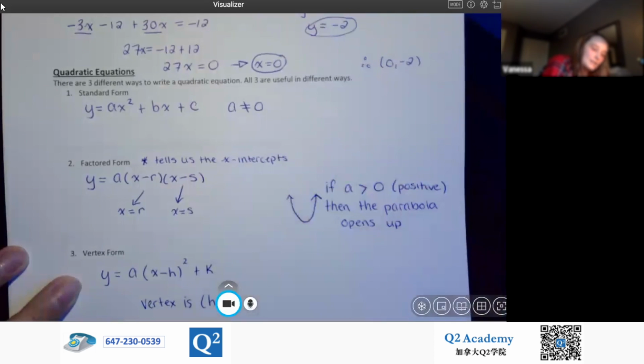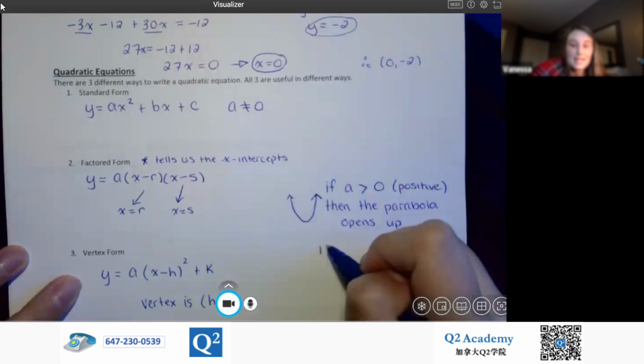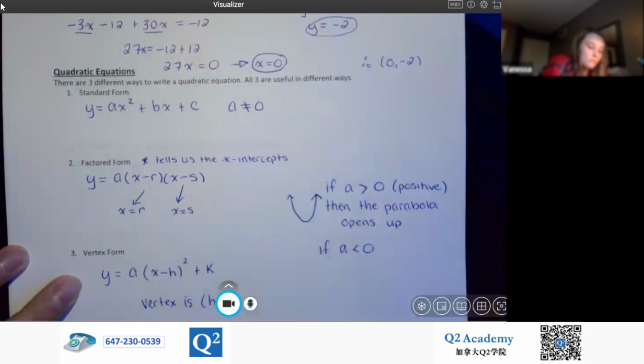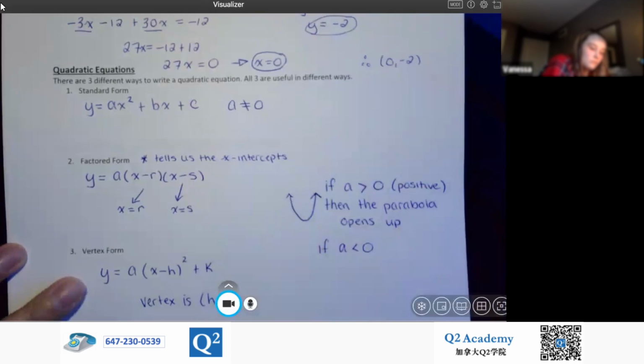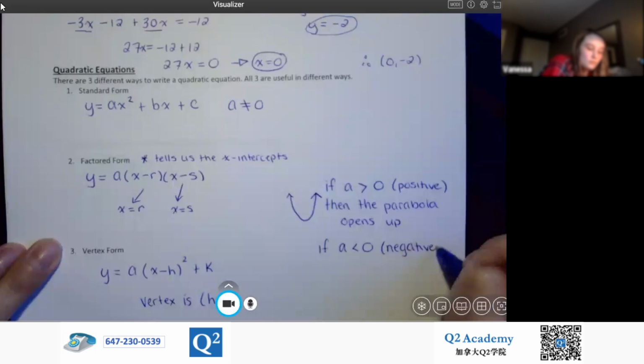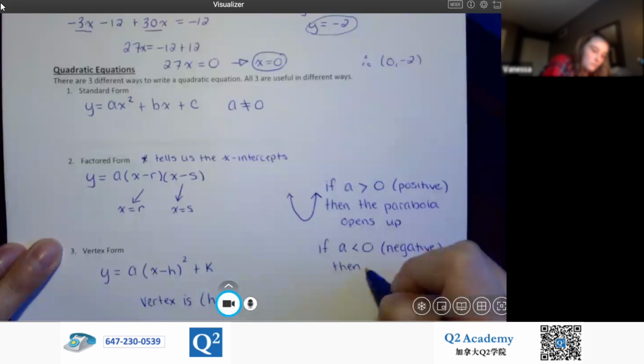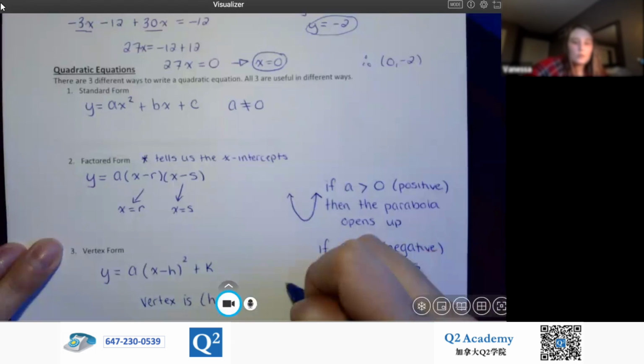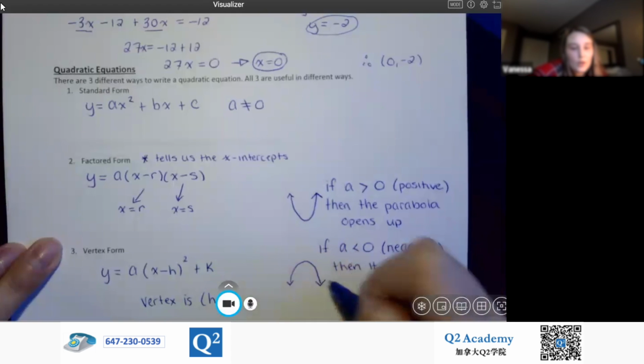If a is negative, so if it's less than 0, then it opens down. And of course, in this case, our parabola would have a shape that opens down like this.